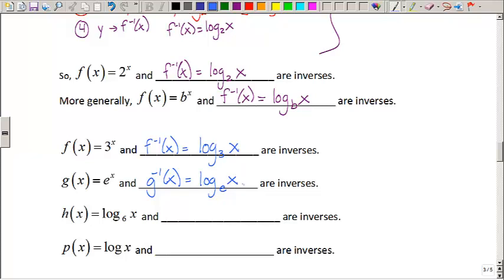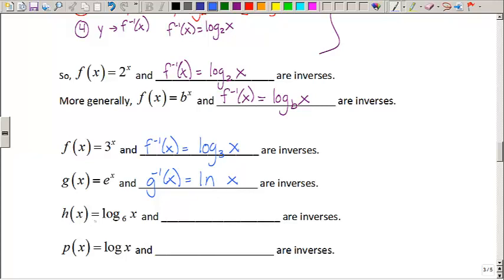Although if you write log base e of x, you should be like, whoa, that's not right. We don't write log base e. That's silly notation. So I'm going to take the log base e out and just write it as ln x, which really means log base e. But that's the notation that we prefer, is ln x.